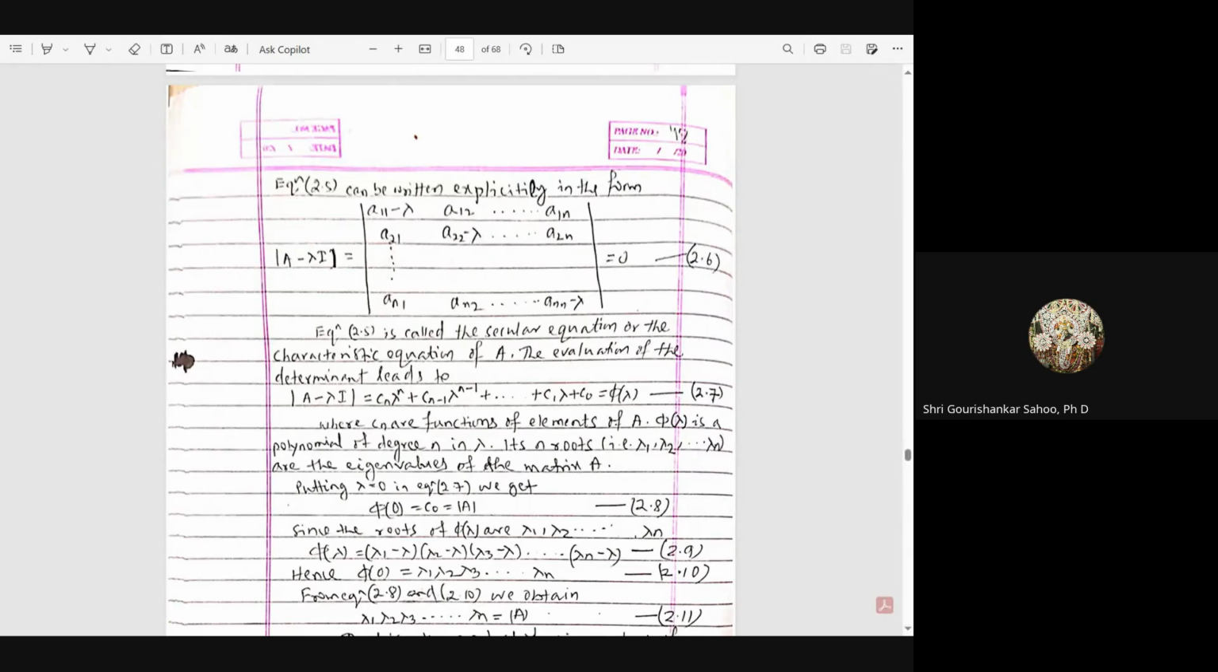C0 is equal to phi of lambda. So your Cn are functions of elements of A, and phi is a polynomial of degree n in lambda. So its n roots are eigenvalues of the matrix A. So you can evaluate those things: lambda 1, lambda 2, lambda 3, and so on and so forth, lambda n is equal to determinant of A. That is, the product of eigenvalues of a matrix is equal to the determinant of the matrix.